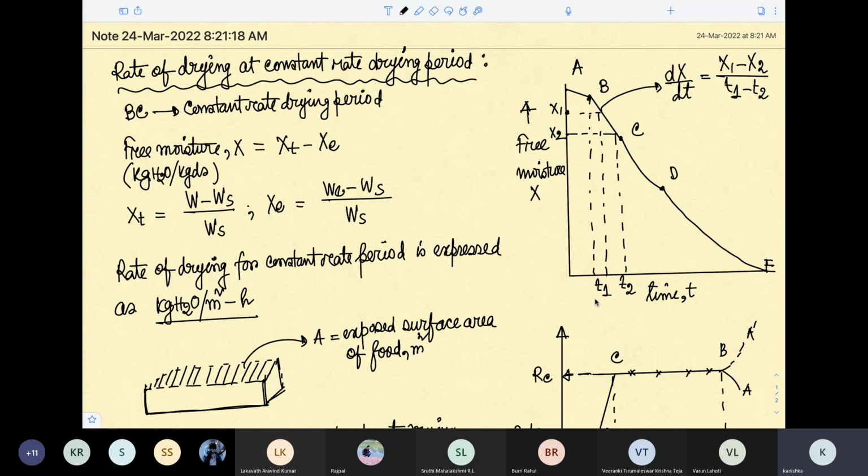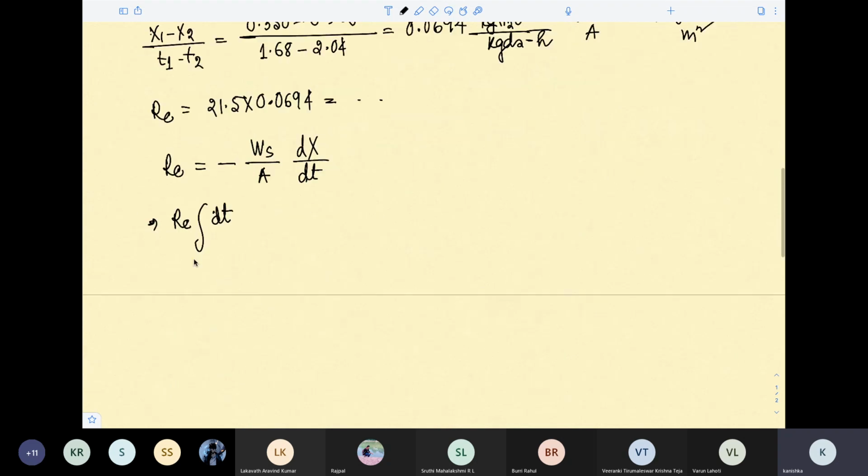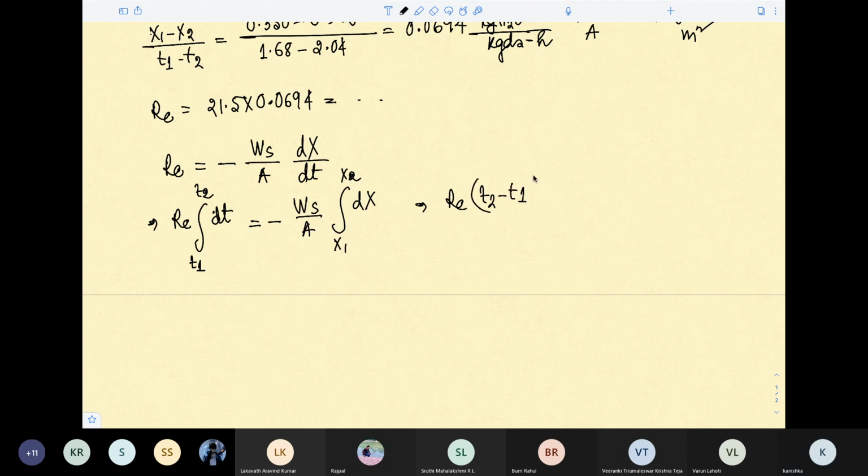Okay, after the initial warm up period, let's say we are going from T1 to T2. At first we will be using the general notation: RC dt equals minus Ws by A dx, so it is x1 to x2, right? Therefore RC (T2 minus T1) equals minus Ws by A (x2 minus x1), right?